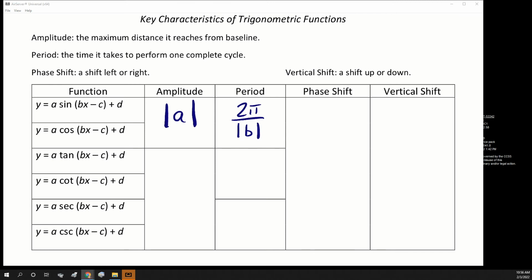All right, and then the other transformation we're going to talk about today is the vertical shift. So out of A, B, C, and D, which one do you guys think is the vertical shift? D. And our textbook also calls it the midline. So you might see that also, midline, baseline. And so that's going to be D. If it's a plus D, it's going to shift up. And if it's a minus D, it's going to shift down.